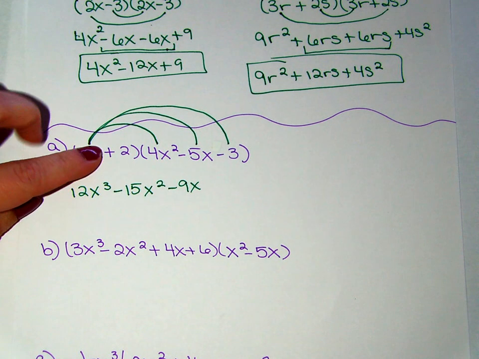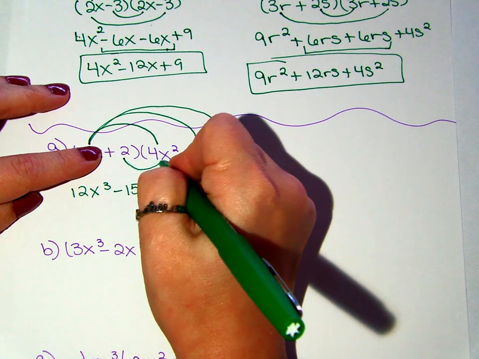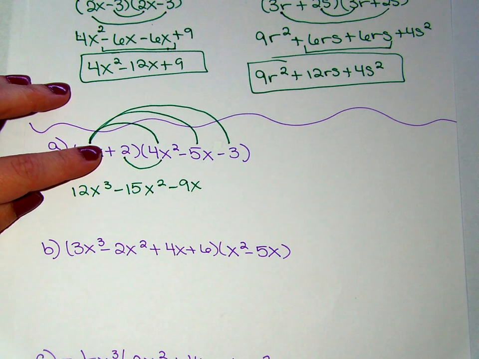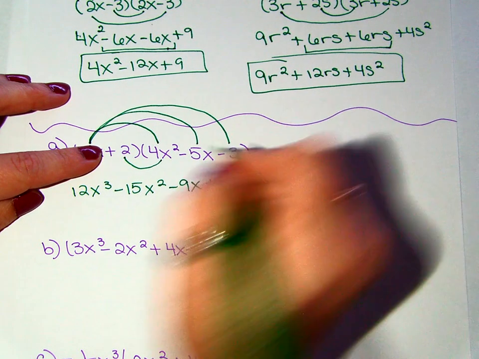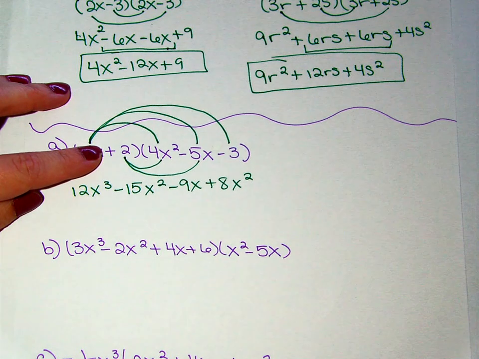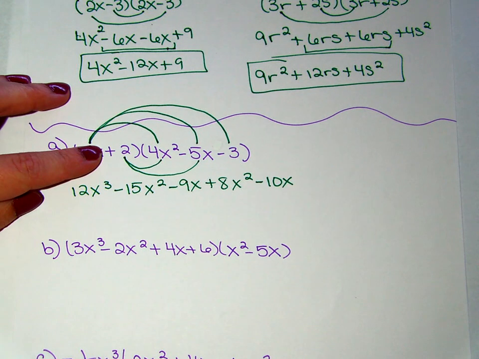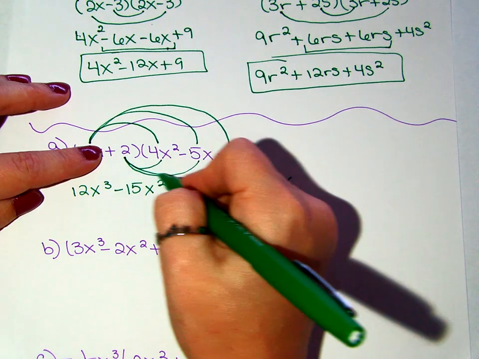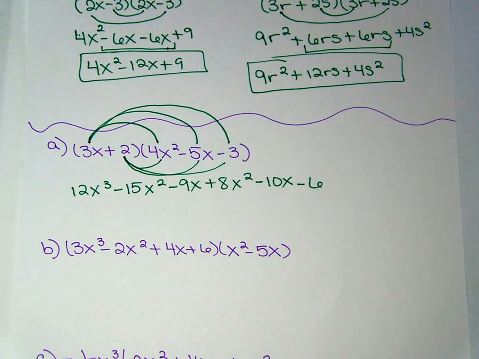Now I have a monomial times a trinomial. I'm going to take 2 times 4x squared. 2 times 4 is 8. So I have 8x squared. Then I distribute the 2 to the negative 5x. 2 times negative 5 is negative 10. And then we just have the x. Then I take 2 times the negative 3, which will give me a negative 6. I've distributed everything from my first parentheses to my second parentheses.